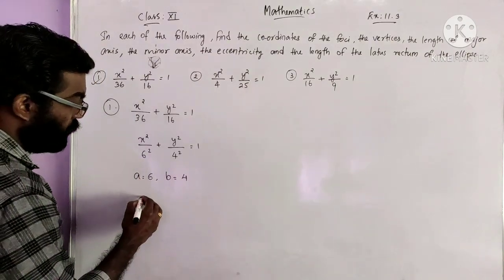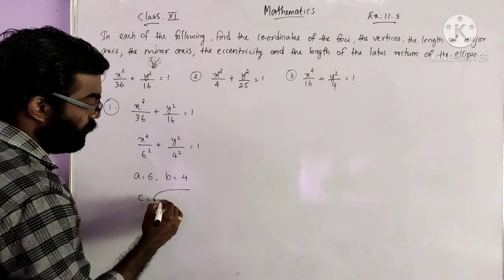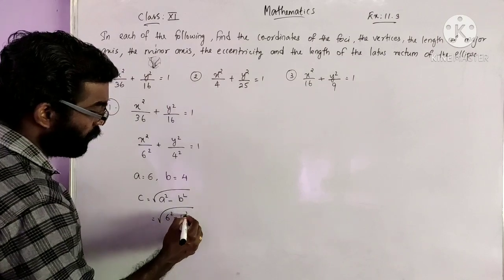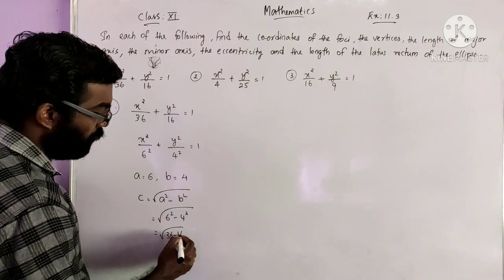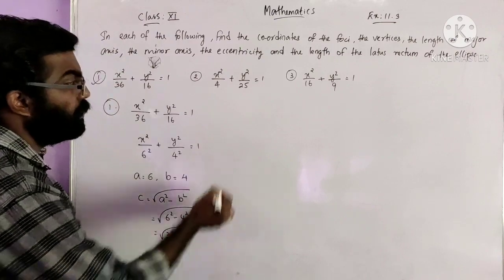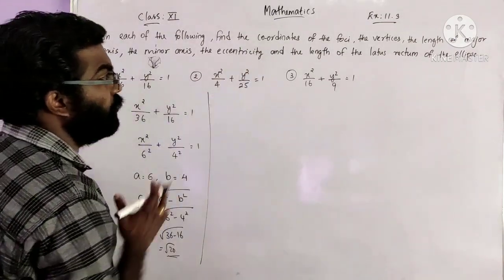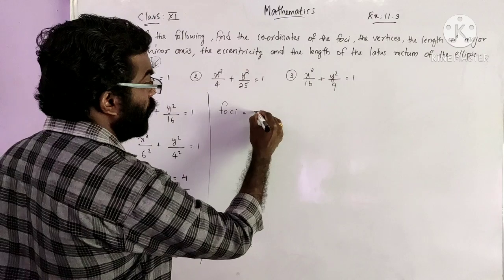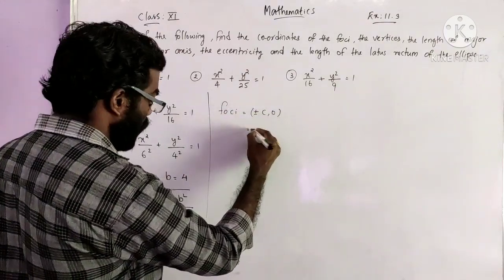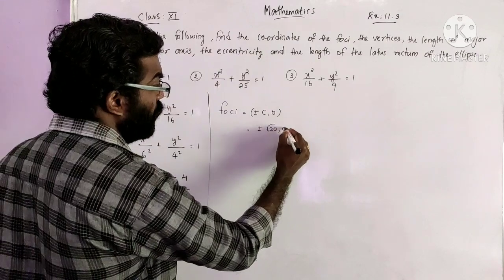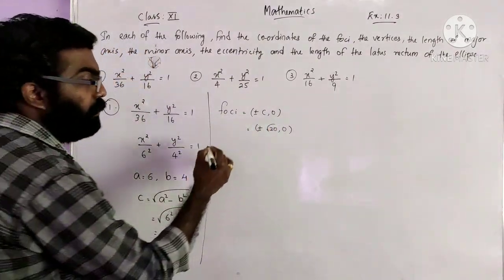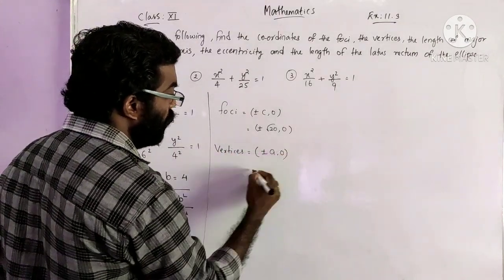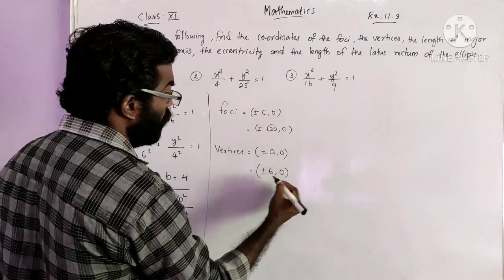Next we can find the value of c, which is equal to root of a² − b², that is 6² − 4², 36 − 16, which is equal to root 20. Now we can easily write the coordinates of foci, vertices and so on. We know in the first type the coordinates of foci are (±c, 0). Here it is (±root 20, 0). Next, the coordinates of vertices are (±a, 0). Here it is (±6, 0).